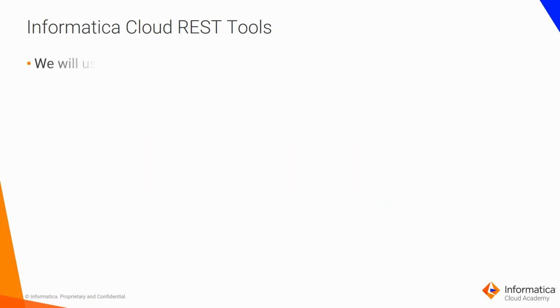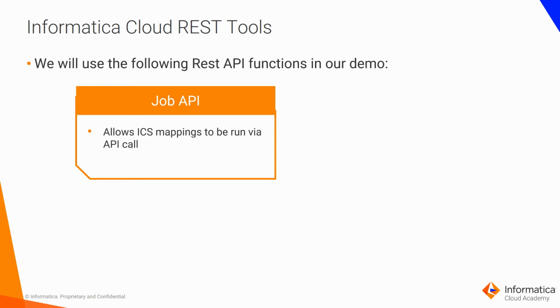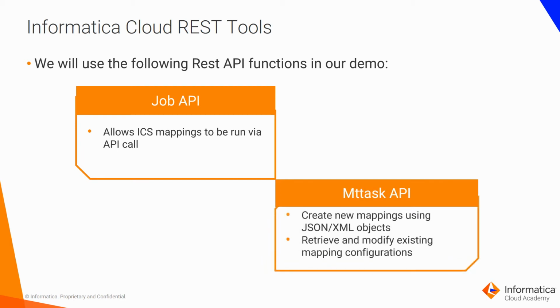We will use the following API functions in our demo. Job API. It allows ICS mappings to be run via API call. MTTask API. It helps to create new mappings using JSON or XML objects. Also, we can retrieve and modify existing mapping configuration using MTTask API.